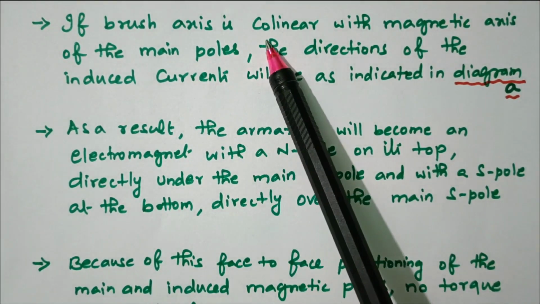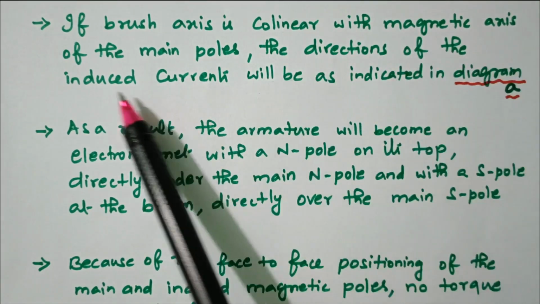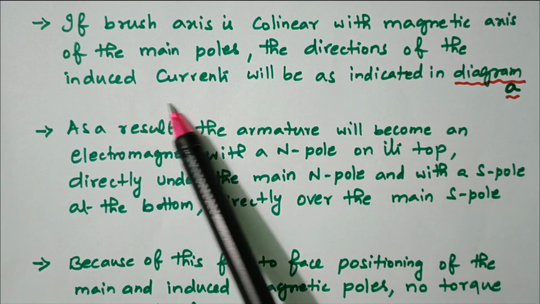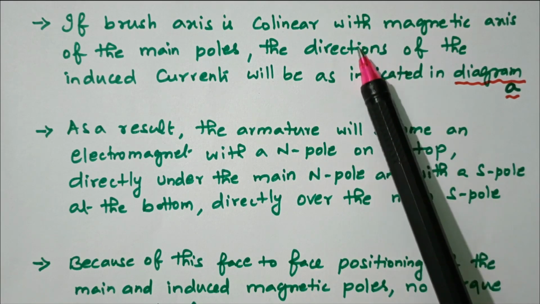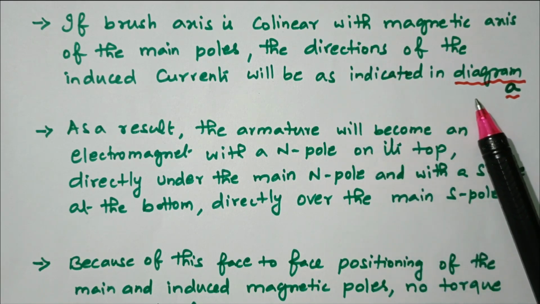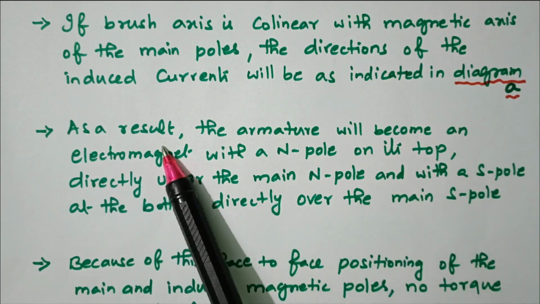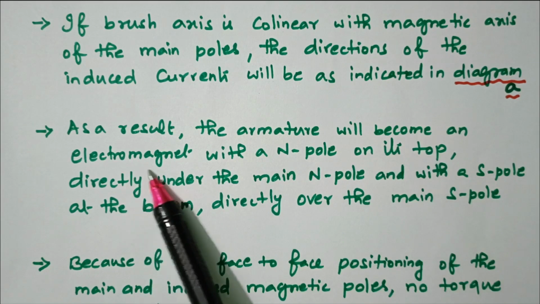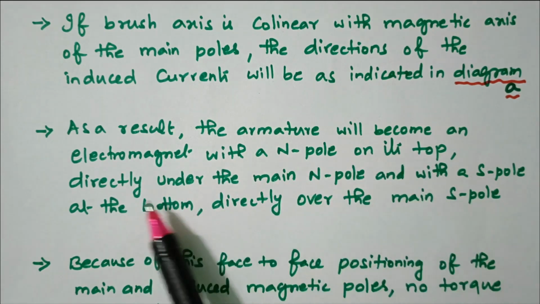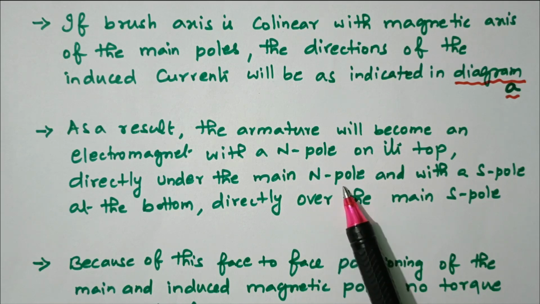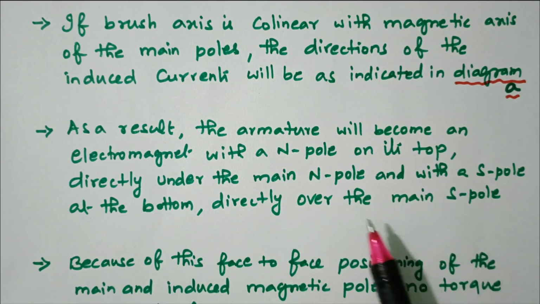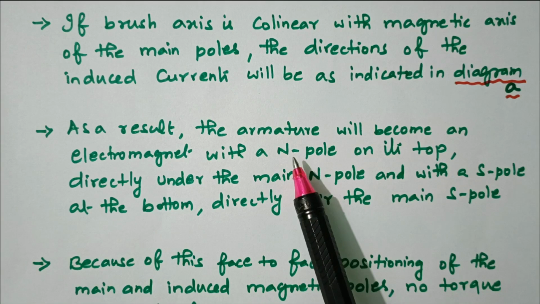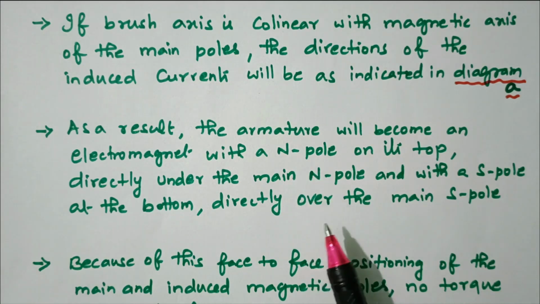If the brush axis is collinear with the magnetic axis of the main pole, the direction of the induced current will be as shown in diagram A. First diagram, vertical. The brush positions are aligned vertically. In that, EMF is induced, that we refer in diagram A. As a result, the armature will become an electromagnet with the N pole at the top, directly under the main N pole, and with the S pole at the bottom directly over the main S pole. Right. So at the top, the main pole is N and the armature pole is also N. At the bottom, the main pole is S and the armature pole is also S.